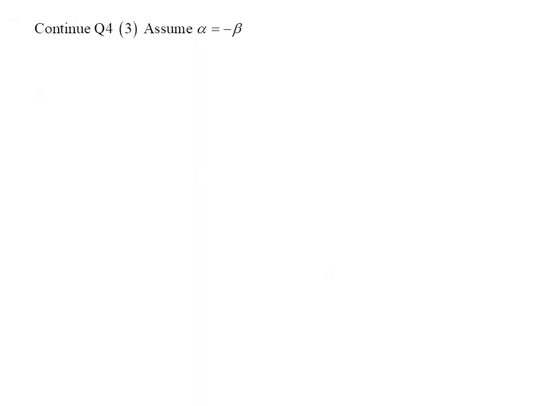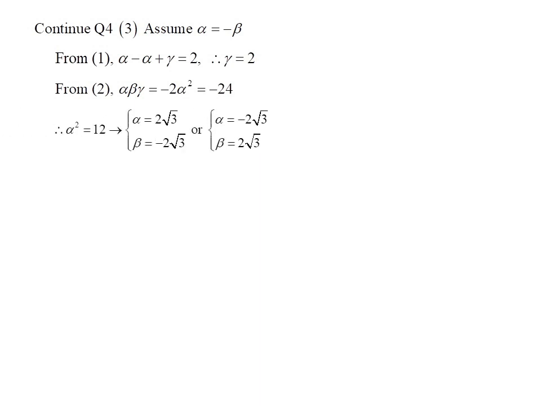As for question 3 of example 4, we start by assuming the root alpha equals negative beta, and then replace beta with negative alpha in the equation of the sum of alpha, beta, and gamma equals 2. Hence, we obtain that gamma is equal to 2. The next step is to substitute the gamma value, which is calculated as 2, and replace beta with negative alpha. Then we have the equation alpha squared equals 12. Hence, we have two pairs of solutions for both alpha and beta.